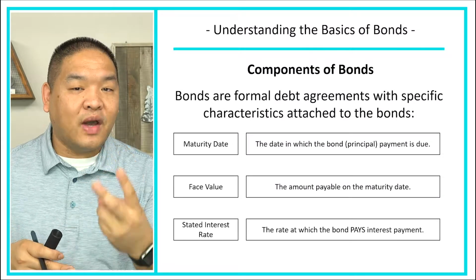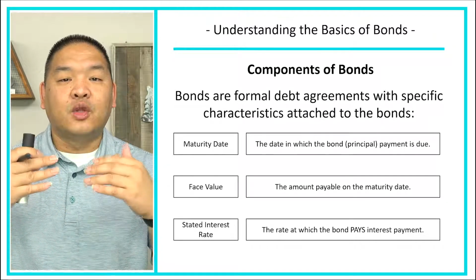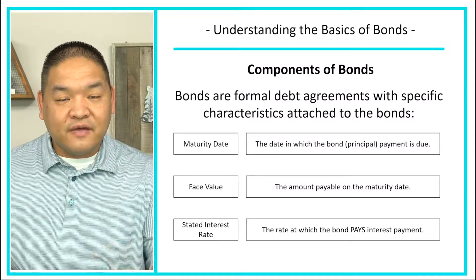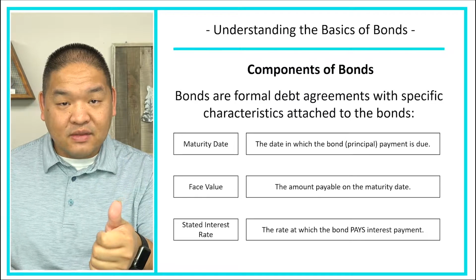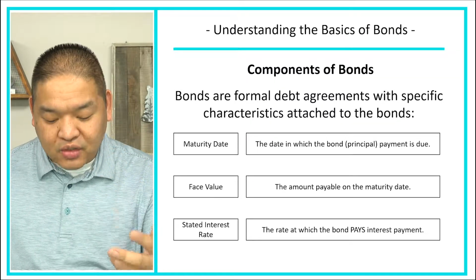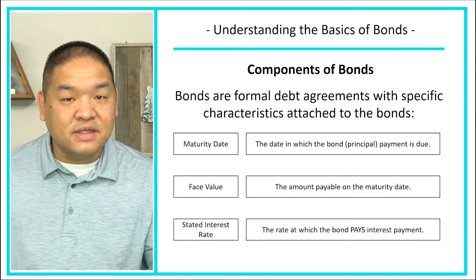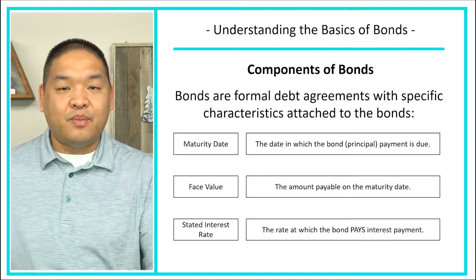And usually we pay twice a year, every 6 months. So every 6 months we're paying $50 for the borrowing of those funds that make up that bond. So maturity date, the date when it's due, when the principal's due. Face value is what the bond's actually worth, and then the stated or the interest rate is what interest rate we are going to pay on the bond.